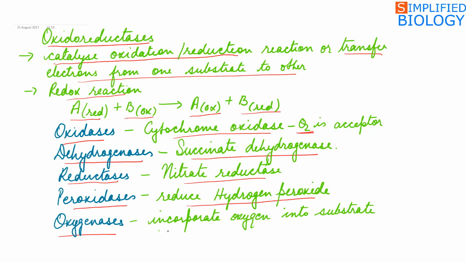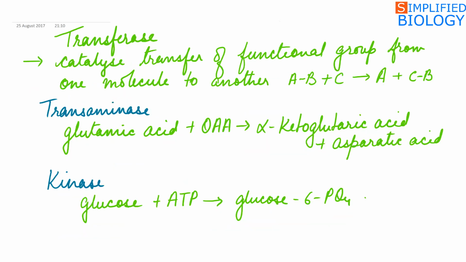Oxygenases incorporate molecular oxygen into the substrate. So the difference between oxidase and oxygenases: oxidase passes the electrons to the molecular oxygen, while oxygenases incorporate molecular oxygen into the substrate. Next, transferase. They catalyze the transfer of functional group from one molecule to another. Like B is the functional group which is transferred from A to C.